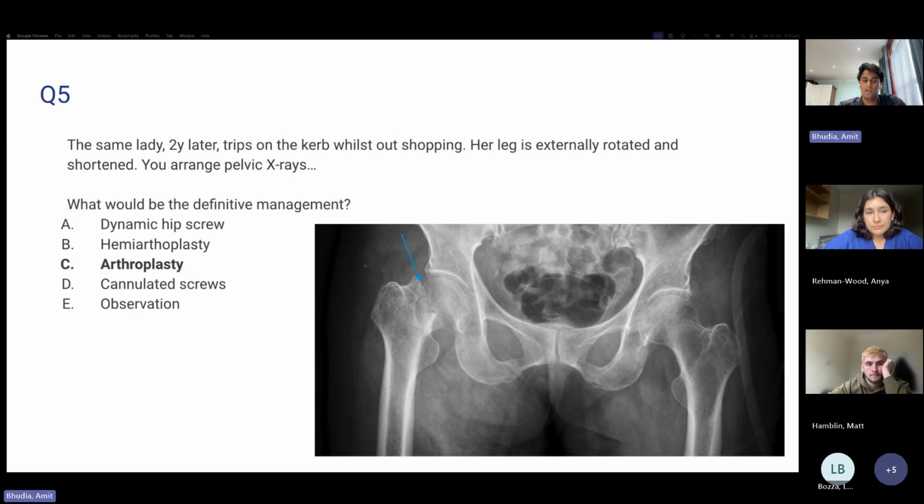And then given, usually it's the age and the baseline mobility of the patient. So this patient's mobile, able to get around, doesn't have any other comorbidities. So you'd opt for an arthroplasty.